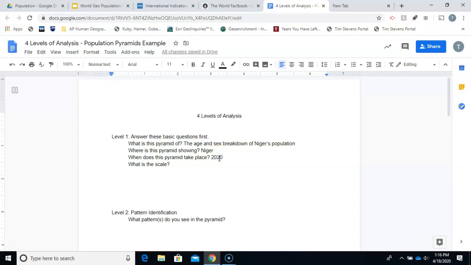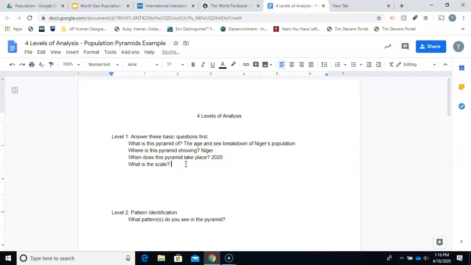Now we could look at other years for the country of Niger, and I'm going to show you a website in a little bit that you can look at different years of the same country. But we're looking for the year 2020 for the country of Niger. And now you're asking, how can we determine scale? Well, remember, scale is not just distance on the map. Scale is also the level of zoomed in that we can see. And in this case, we're looking at the country breakdown, right? We're not looking at an individual city or a sub-region of the country of Niger. We're looking at the entire country.